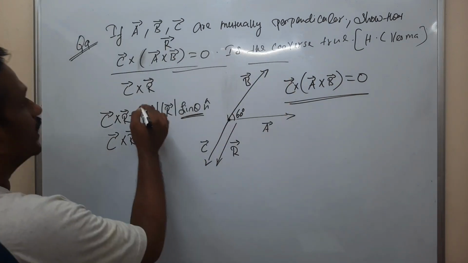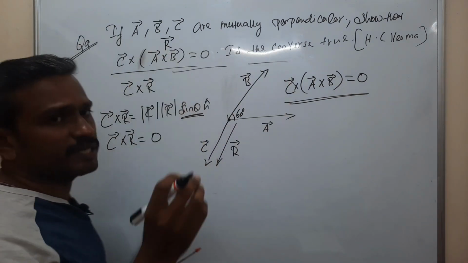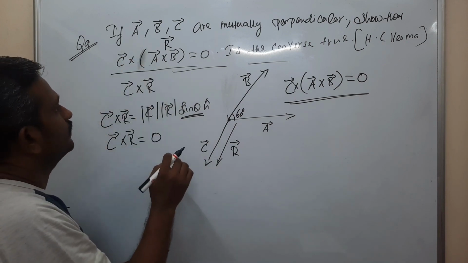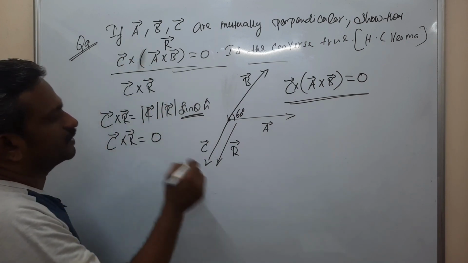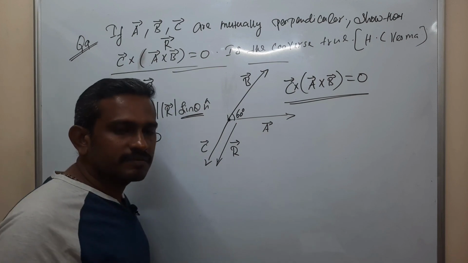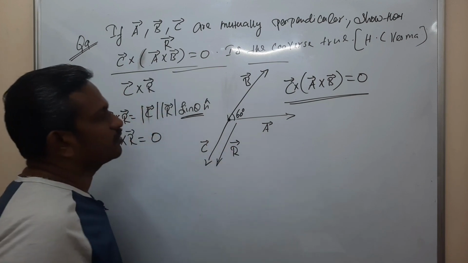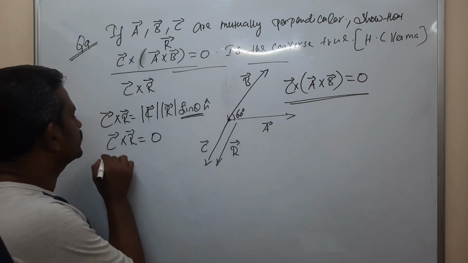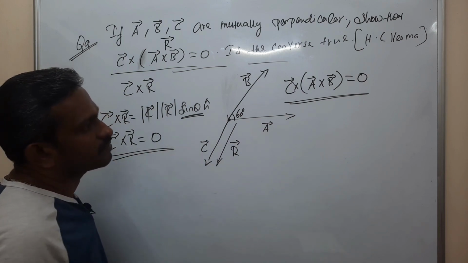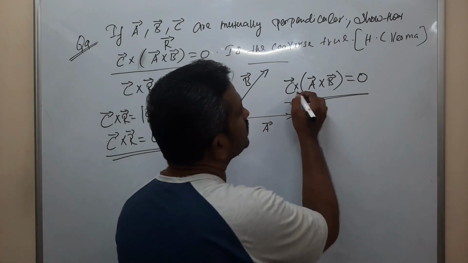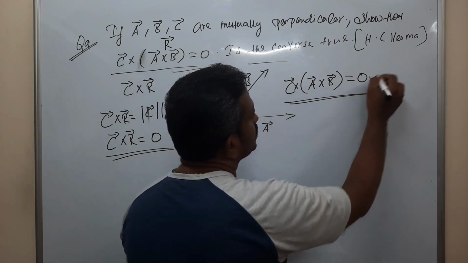Here A vector cross B vector gives one vector, that is R vector. Now C vector cross R vector: they are in the same direction. What is the angle between C vector and R vector? Theta is equal to 0. So C vector cross R vector is equal to 0. That's why C vector cross (A vector cross B vector) is equal to 0.